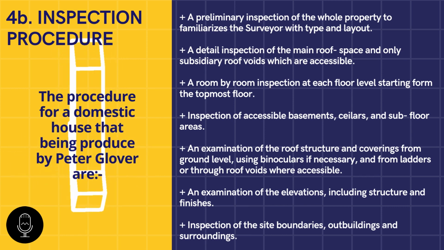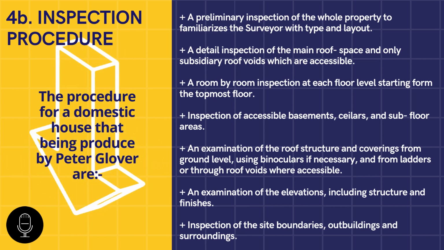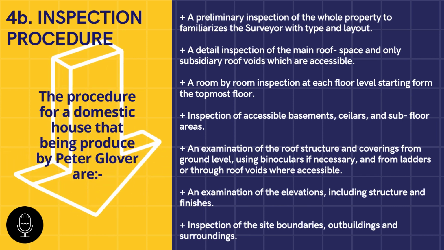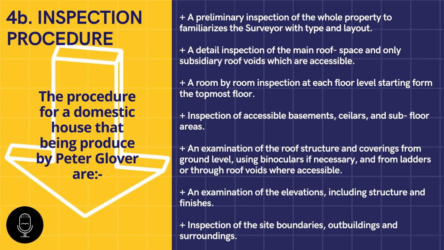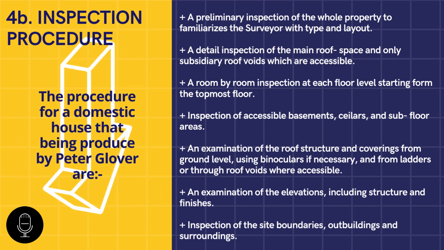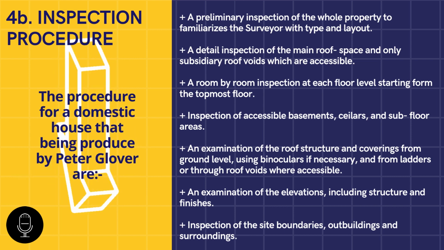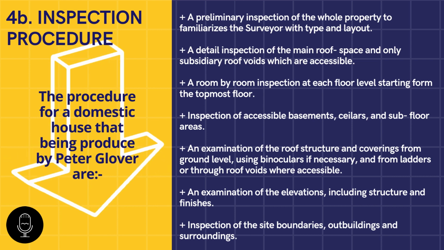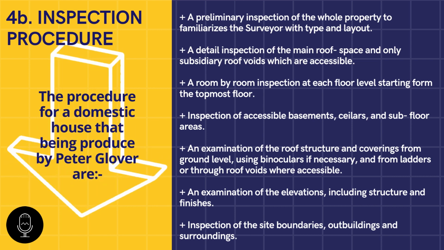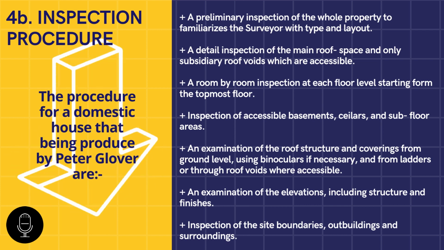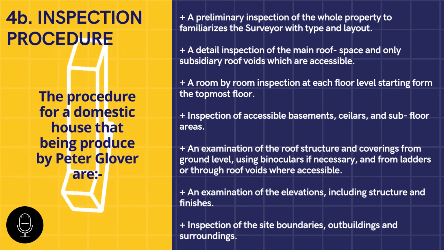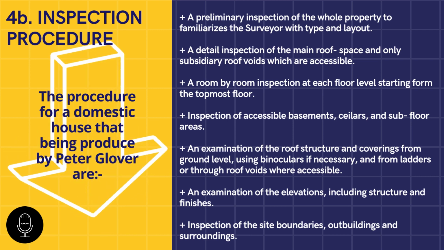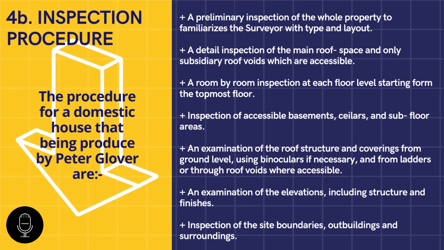Next, we move to inspection procedures. The procedures for a domestic house produced by Peter Glover are: first, a preliminary inspection of the whole property to familiarize the surveyor with the type and layout of the house. Then, a detailed inspection of the main roof space and any subsidiary roof voids which are accessible. Then, a room-by-room inspection at each floor level starting from the topmost floor. Then, inspection of accessible basements, cellars and subfloor areas.